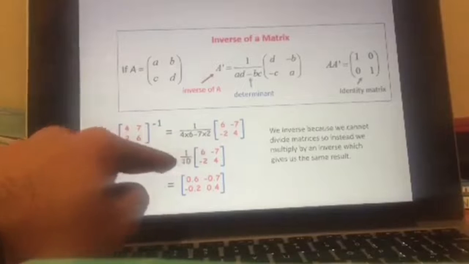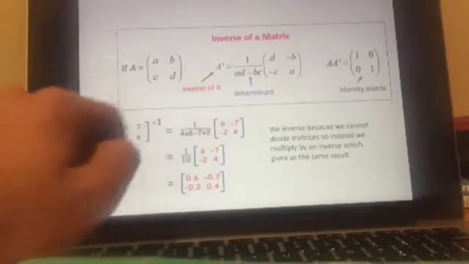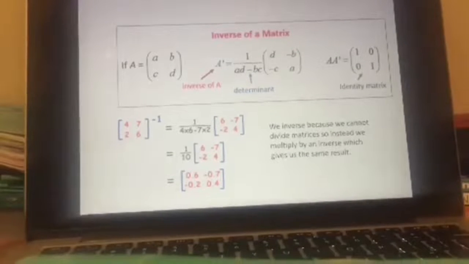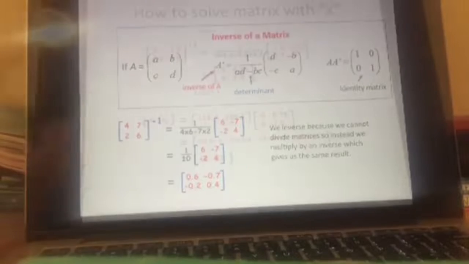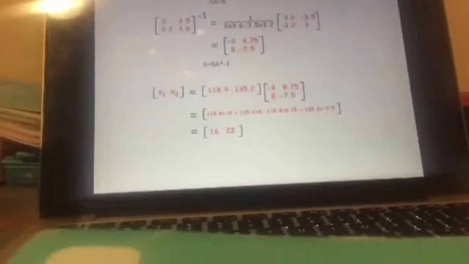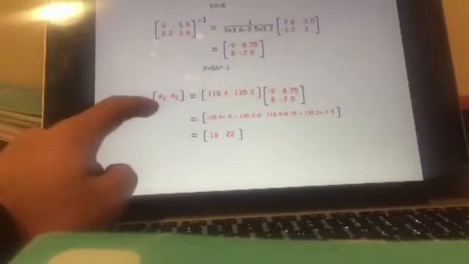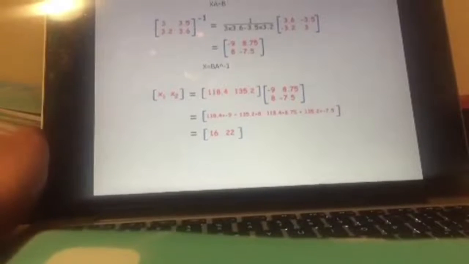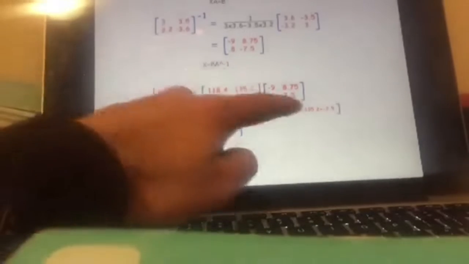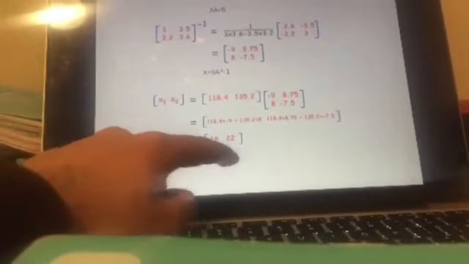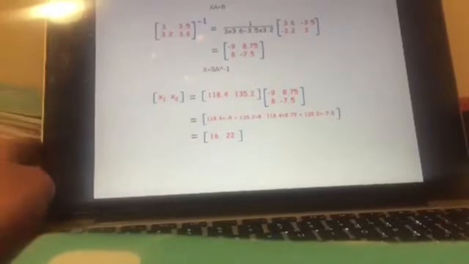This is substituted in 1 by 10, 6, -6, -2, 4, and what you're left with is 0.6, -0.7, -0.2 and 0.4. But don't forget, we still have to find the entire value. So what we do is x1, x2 is equal to 118.4, 135.2 times -9, 8.75, 8 and -7.5. Now if you work that out, your answer will equal 16 and 22.